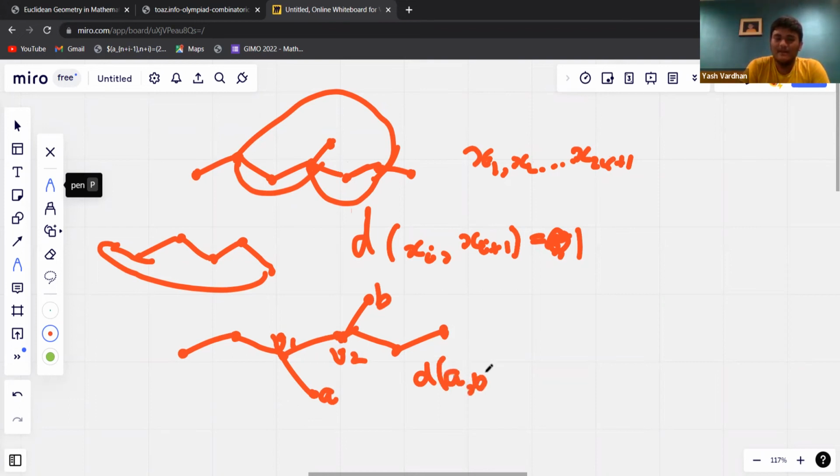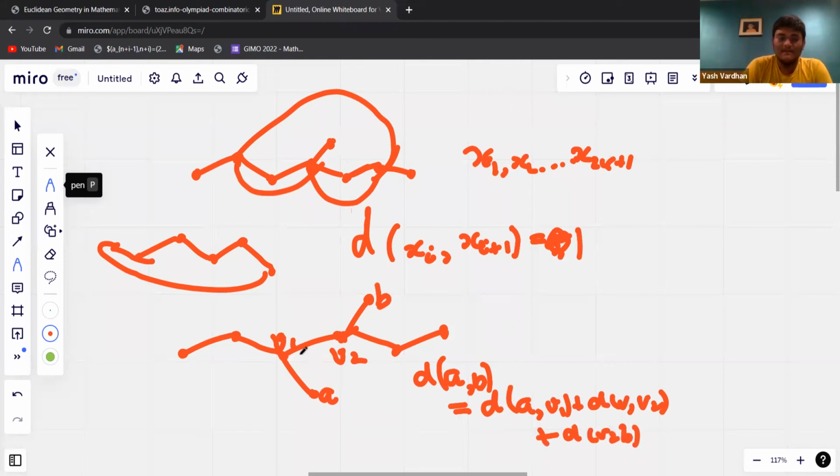So this must imply that the distance between A and B is: you run down the branch to the skeleton, then you move along the skeleton to reach another branch, and then you ascend up that branch. So this should be d of A V1 plus d of V1 V2 plus d of V2 B. Everyone agrees? This is the good thing: you have a very long path, then you have the notion of branches, so you come down a branch, move along the skeleton, and go up a branch, right?